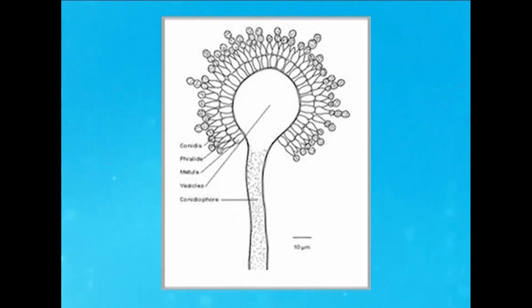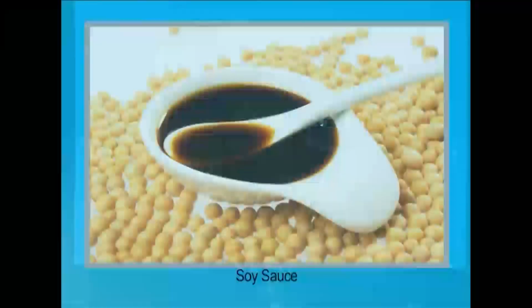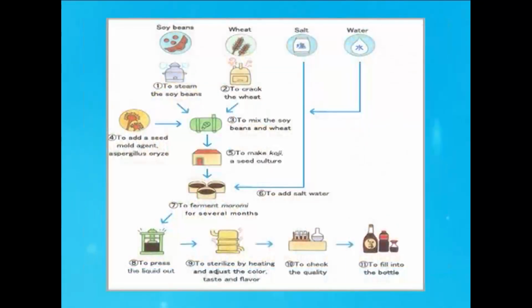So this is a typical characteristic feature which separates it out from the Penicillium species. The Aspergillus is used for the production of a very important food product that we use in our daily household, and that is soya sauce. Soya sauce is being produced from soybean seeds, wheat, salt and water. In the first stage, the soybean seeds and the wheat seeds are cracked together, they are mashed, and then an inoculum of Aspergillus oryzae is added to this paste.